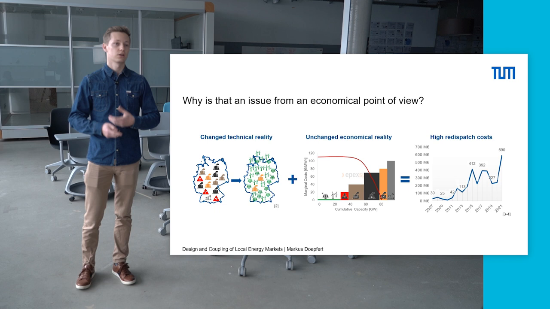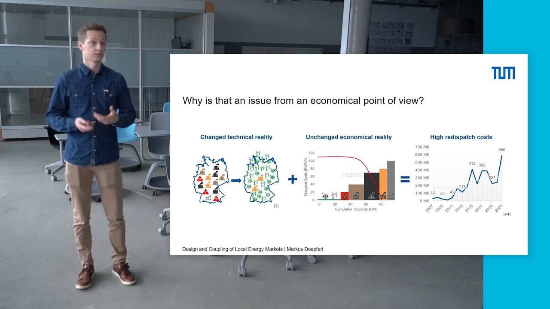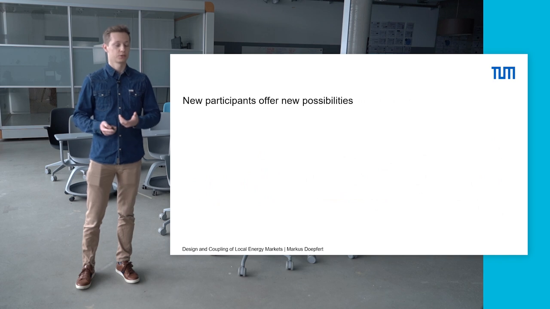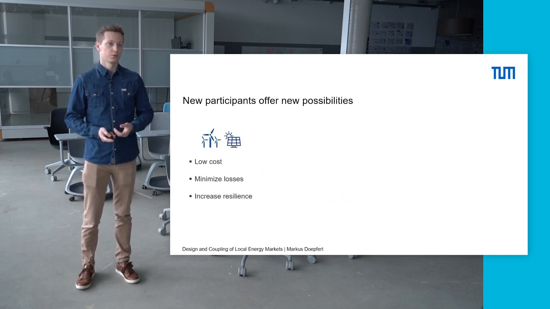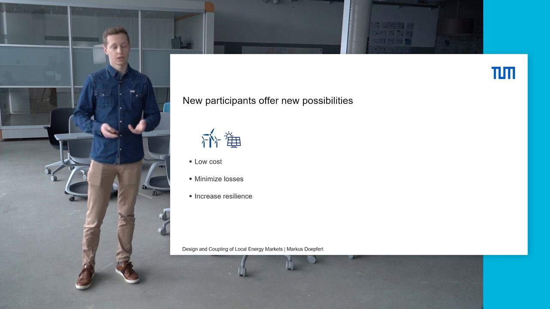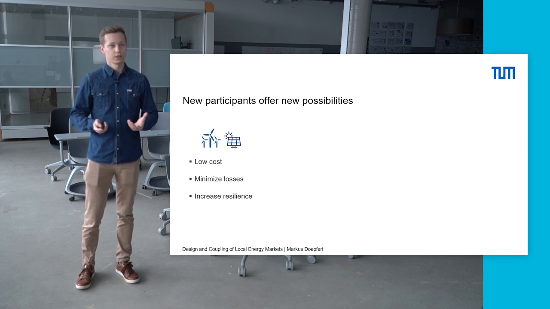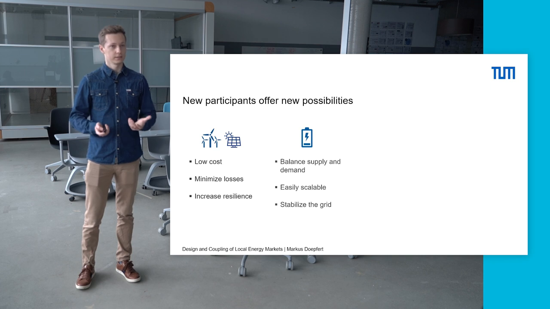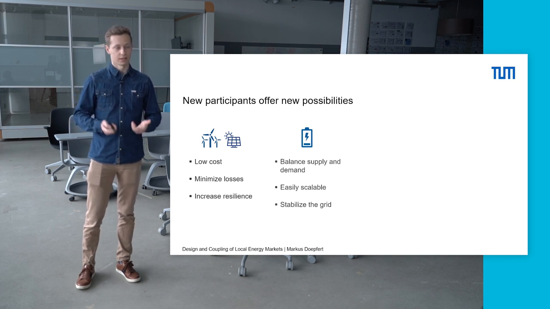So as we see, there are lots of challenges that are being faced within the system, especially by those new participants within the system. But they also offer new possibilities. So for example, there's solar and wind, which have very low cost of generation. And furthermore, due to their decentralized nature, they decrease the grid losses, as well as increase the resilience of the grid and the entire system. We also have batteries, which are able to balance the supply and demand and shift some of that energy. They are easily scalable, and they can also help to stabilize the grid.